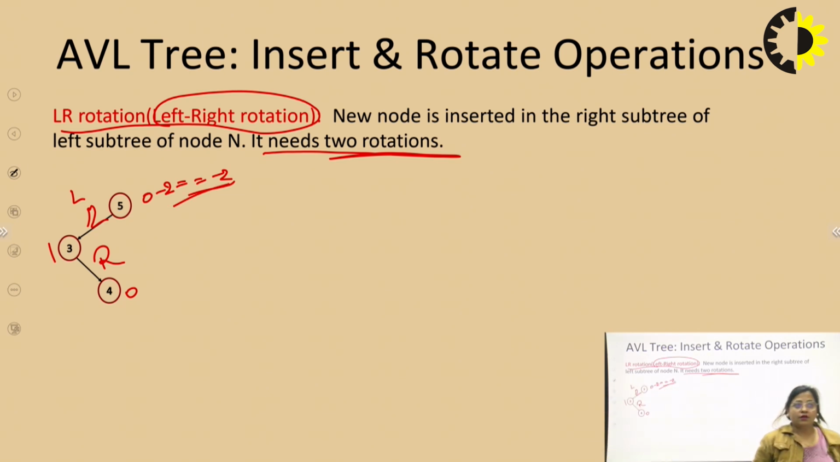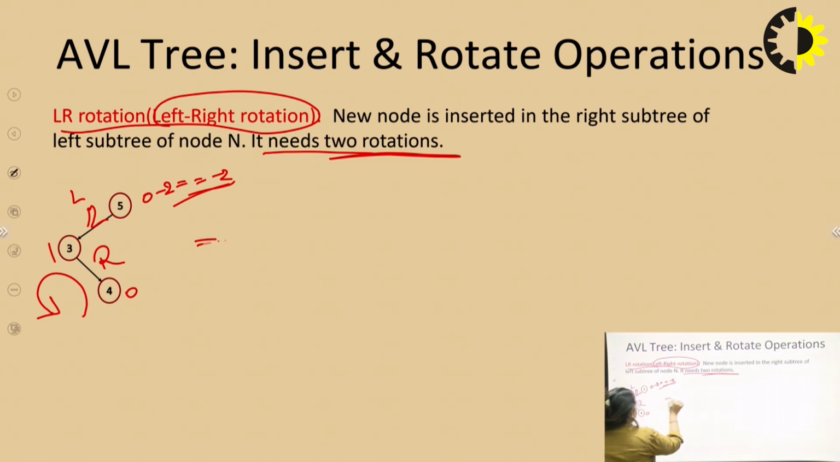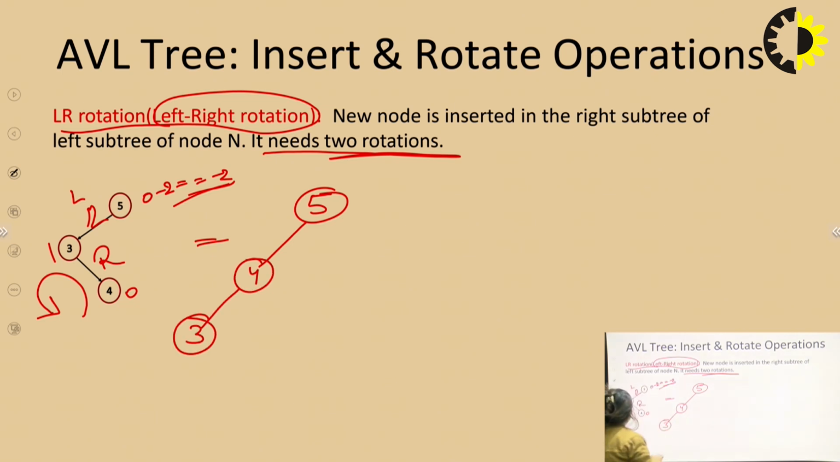So which type of rotation is required here? LR rotation, because L, then the insert is on the right side. So LR rotation. According to this, two types of rotation are needed here. So firstly, this LR rotation is converted into LL rotation. So LL rotation means this form is converted like this. 5, 4, 3 means move to this. 4 above and 3 under.